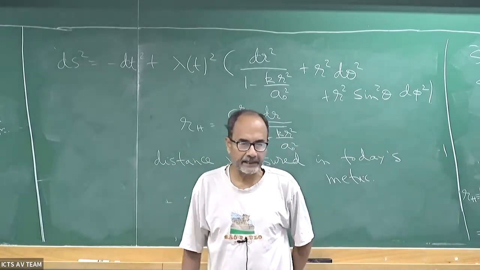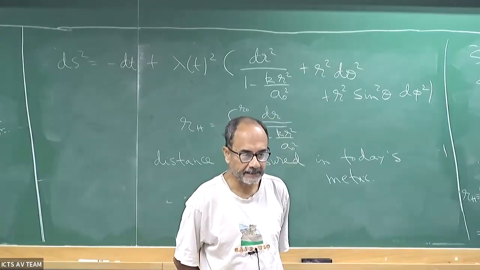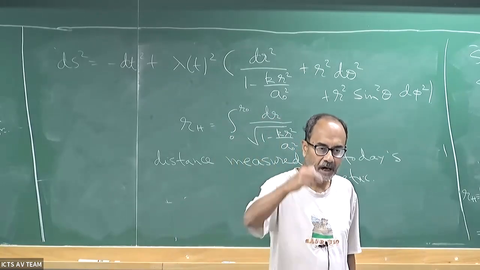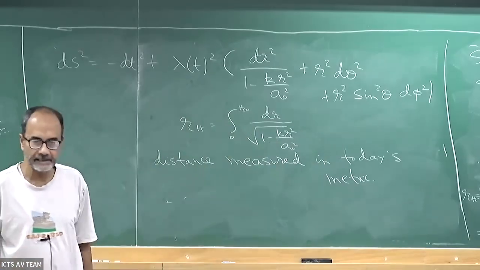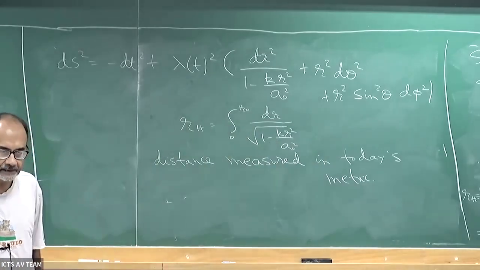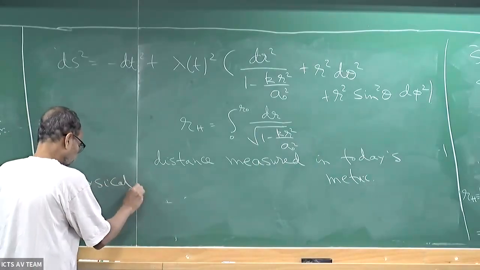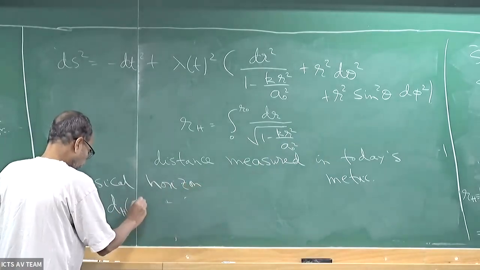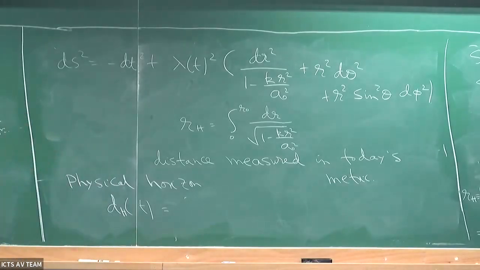Now suppose you want to calculate the distance measured by the metric at time t. That's what RH means, that's why you're calculating the horizon: how far light has traveled. The distance measured in the metric at time t, how much will it be? That is the physical horizon. Let me call this dH of t. Any suggestion how much it should be?